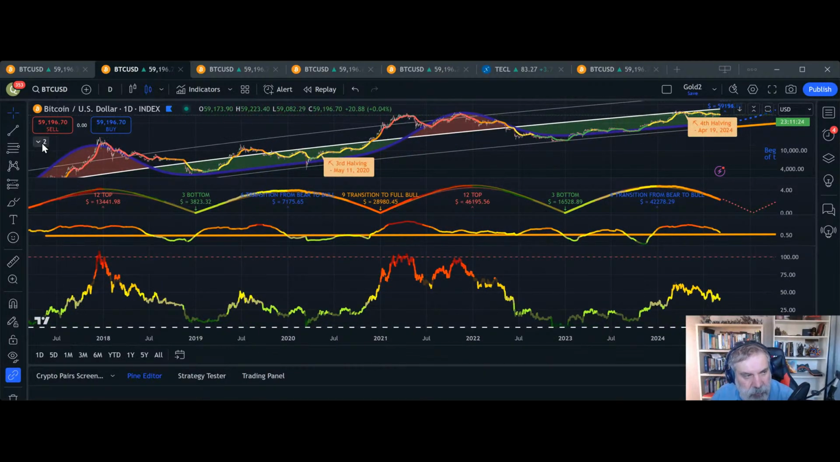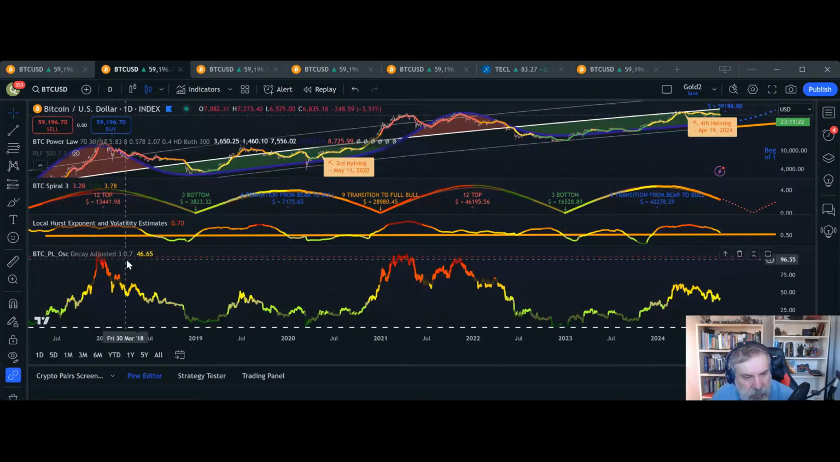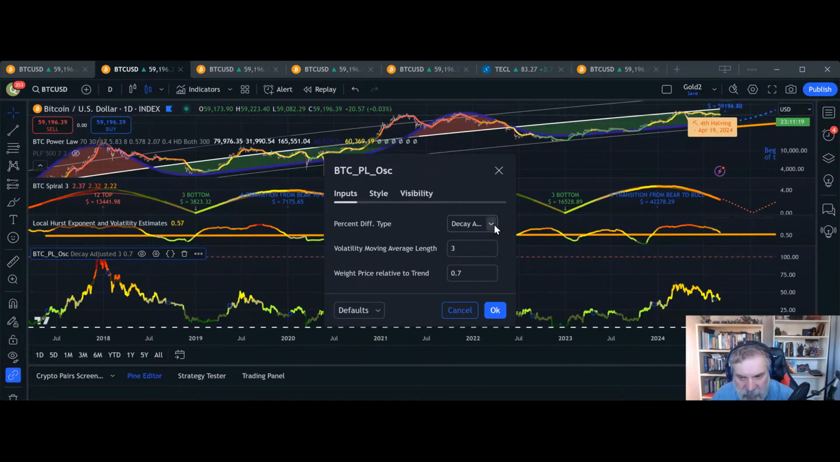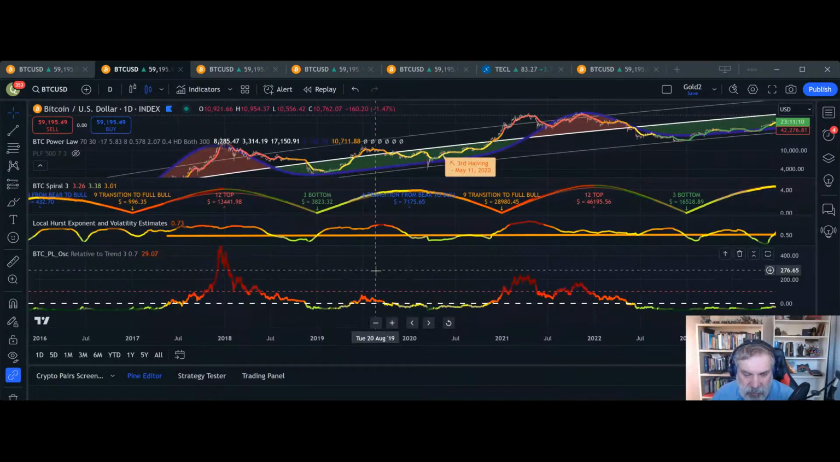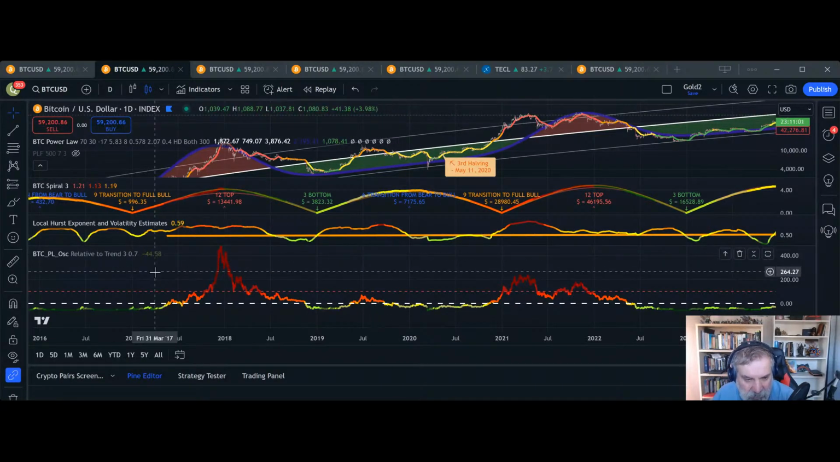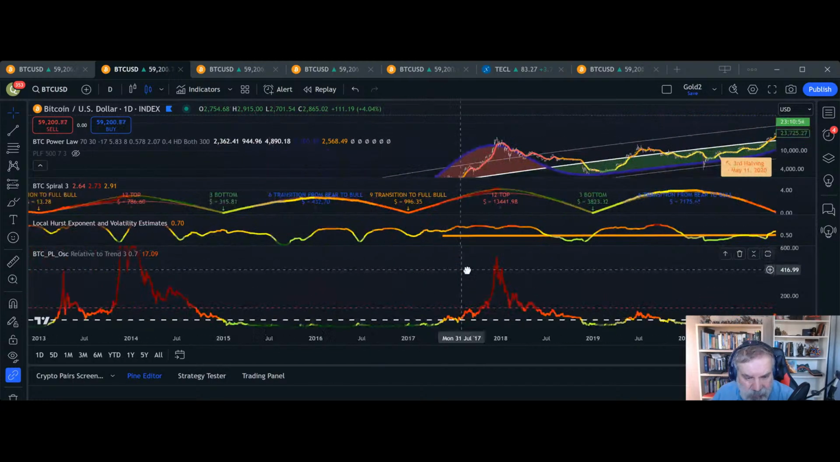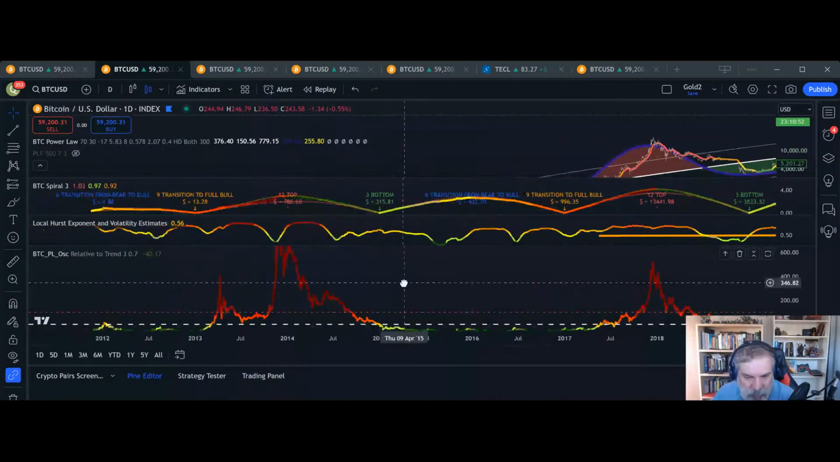If you go to the bolt, you can see there are different choices. So there are different ways of showing the deviation. So for example, this is called percentage difference. So basically you take the price, you subtract the trend, and then you divide by the trend and multiply by 100. That is a classical way of calculating deviations. But the problem with that, I mean, it's not a problem, it's a feature. It depends what you want to do.